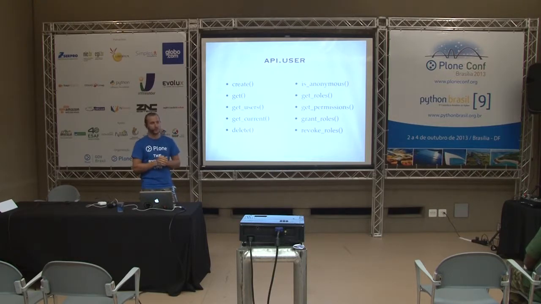The API user, same as content, you have create, get, delete, and then you have get users, which will give you all users if you don't pass it any parameters, or you can give it a group name parameter and it will just return the users of that group, and the get current will get the currently authenticated user. Then you have is anonymous, and then lots of mangling with permissions and roles and stuff like that.